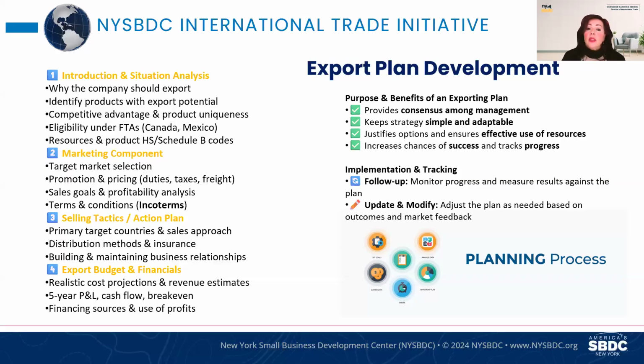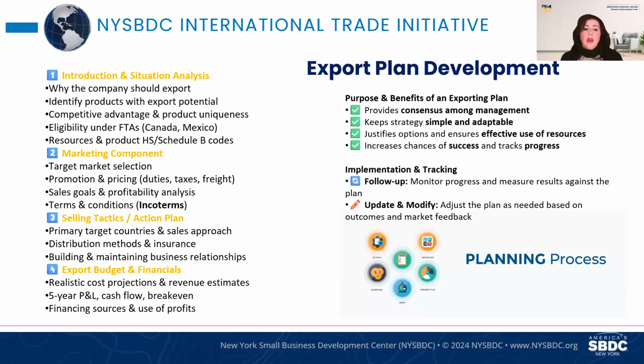You identify the products and the export potential that they have, and you justify it. And then why you believe that you have a competitive advantage, and what are the unique features of the product that you are trying to export. Another thing, we used to have 14 free trade agreements. Right now, there is only one with Canada and Mexico, the USMCA. You need to figure out if your product is eligible under these free trade agreements, so that your clients don't have to pay tariffs when they import the product from you.